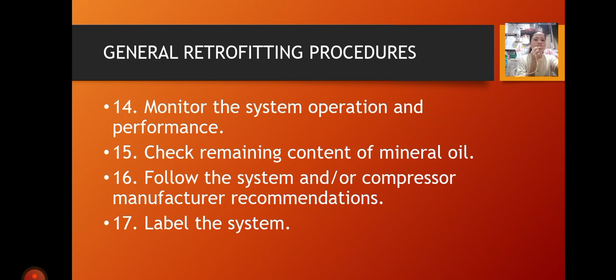Number 17, the last step. Label the system. So after retrofitting the system, label the system components to identify the refrigerant and specify the type of lubricant by brand name in the system. This will help ensure that the proper refrigerant and lubricant will be used to service the equipment in the future.